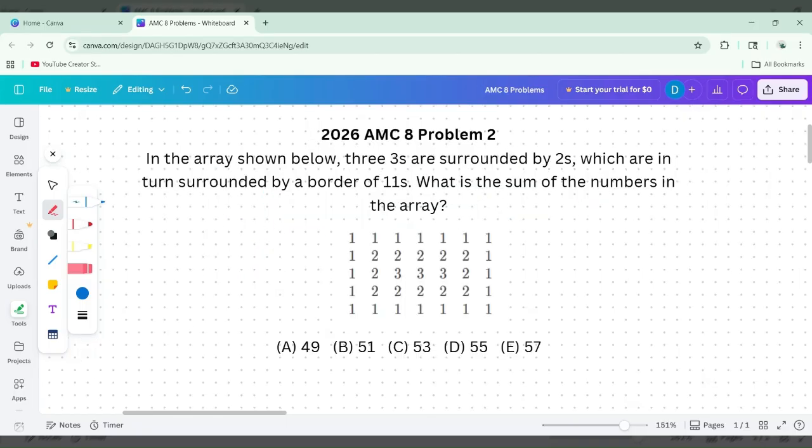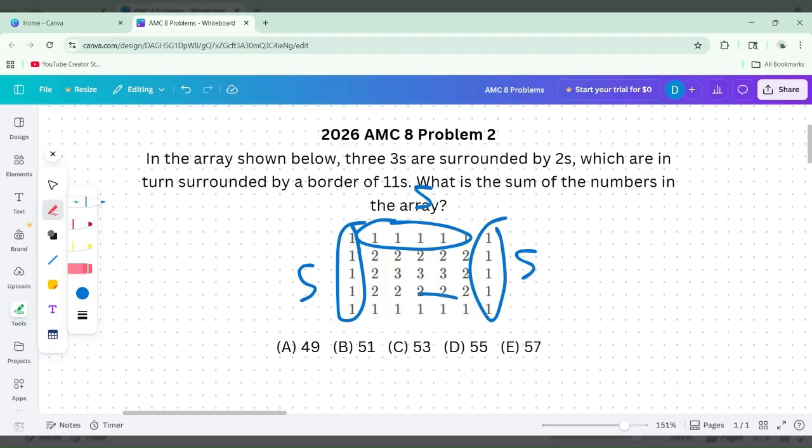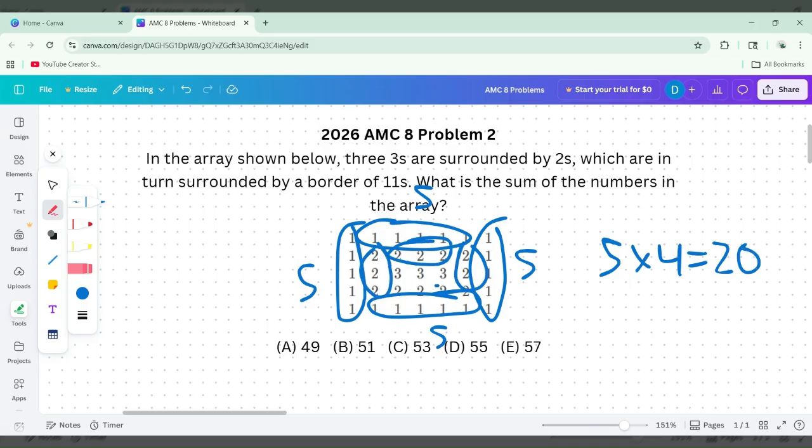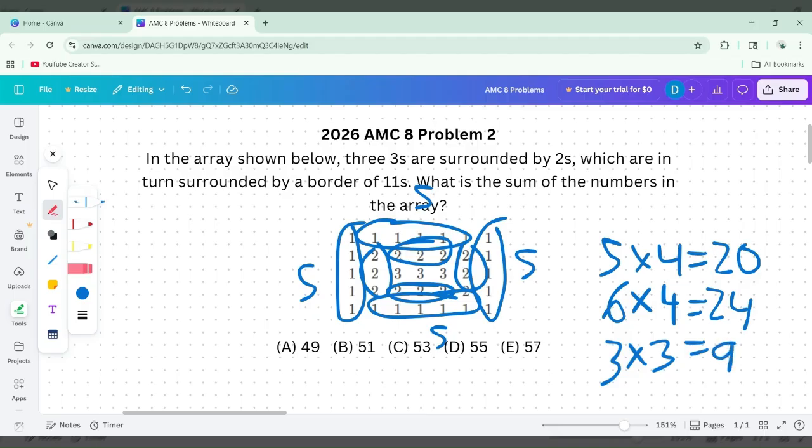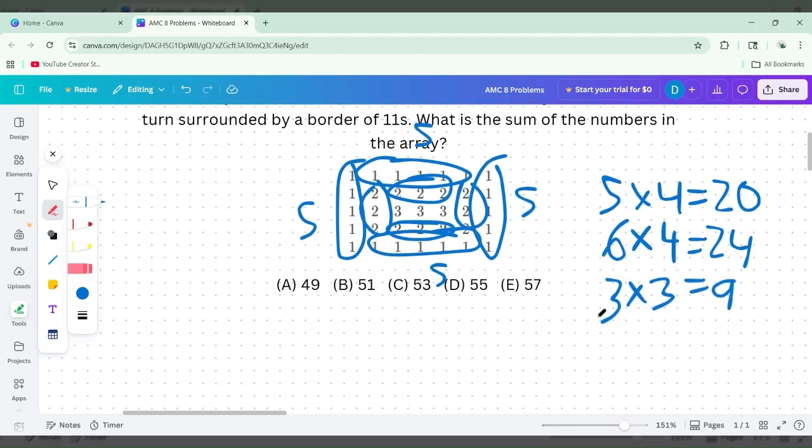Moving on to problem 2, we find the sum. 5, 5, 5, 5. 5 times 4, 20. That's the sum of all the ones. And then we're going to put the 2's in even groups. And we have 6 times 4 groups is equal to 24. And finally, we have 3 times 3 is equal to 9. We add all of this up. We have 44 plus 9. That's 53. C.